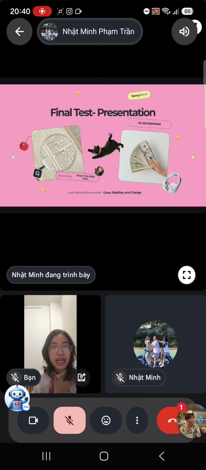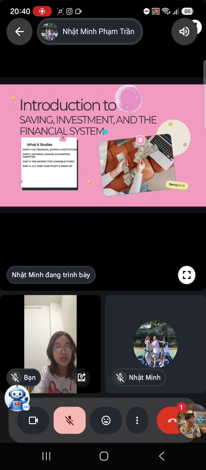My name is Phạm Trần Nhật Minh, and I have a final test presentation about Introduction, Saving, Investment, and the Financial System. I have four parts. Part one is the financial system in the nation, part two is national income accounting identities, part three is the market for loanable funds, and part four is the US debt case study and wrap up.